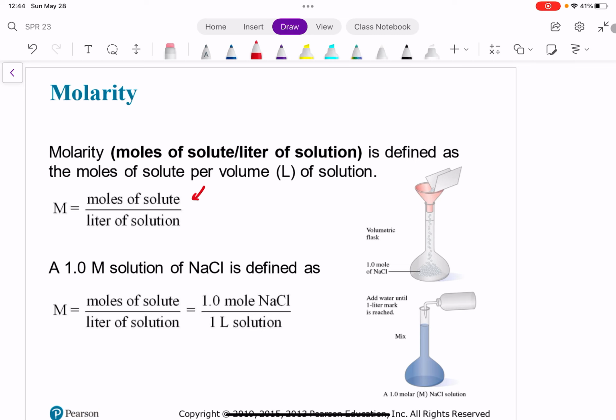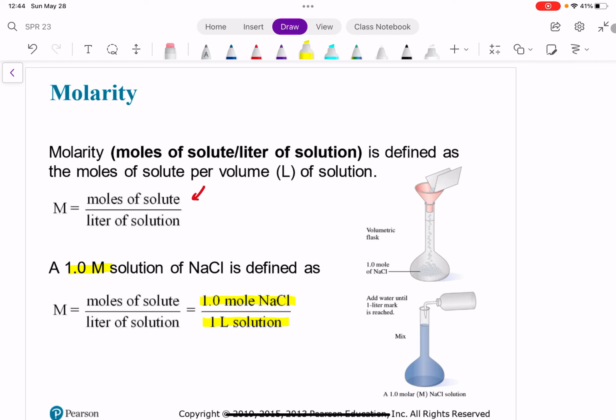talk about concentration in terms of moles, specifically in terms of moles of solute per liters of solution. Those are our units for molarity: moles per liter. How many moles of my solute are in how many liters of my solution? So in a 1 molar solution of NaCl, we have 1 mole of NaCl per 1 liter of solution.